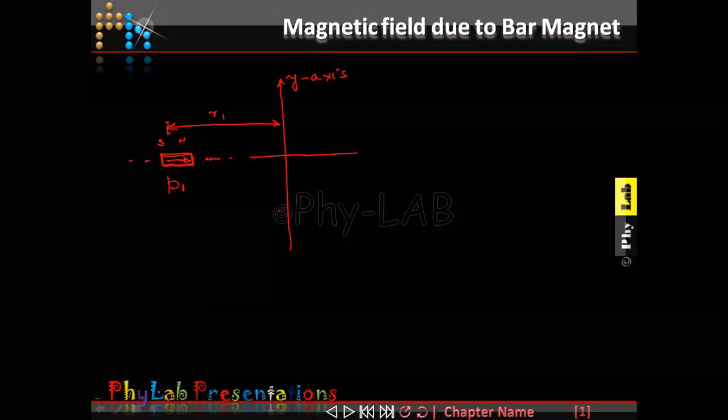And then I say I've got another bar magnet placed with north pole pointing towards the origin. So the dipole moment of the second bar magnet, whose dipole moment is P2, is something like this. And this bar magnet has been placed at a certain distance R2. So what is the net resulting field at origin?